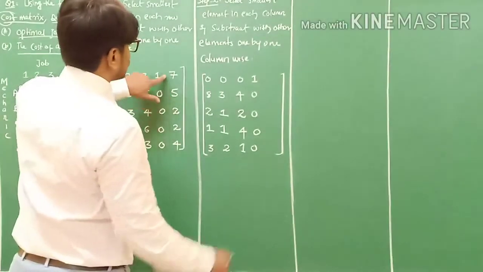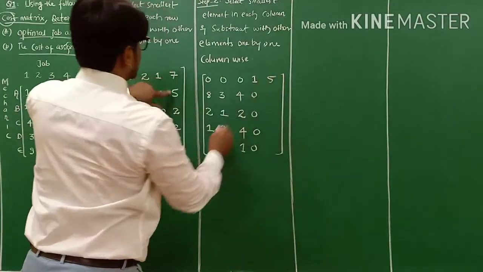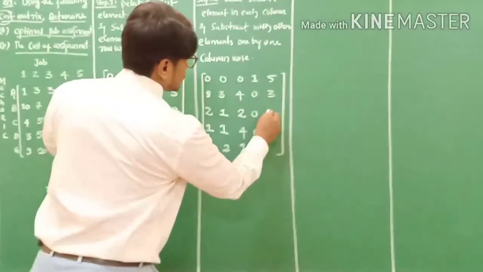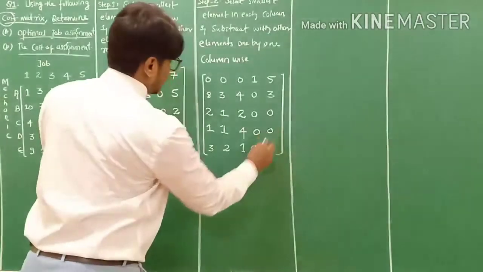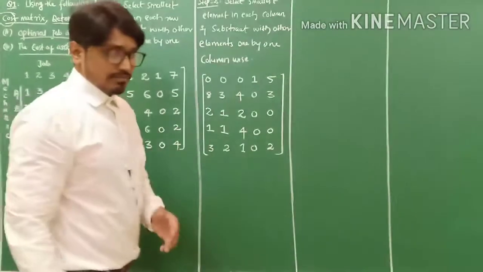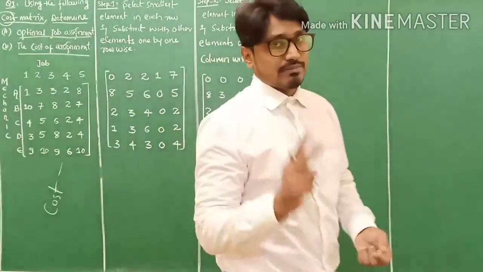Okay, 7 minus 2 equals 5. So 5 minus 2 equals 3, my friends. 0, 2 minus 2, 0, 2 minus 2, 0, 4 minus 2, it is 2. So this is the completion of step number 1 and step number 2.